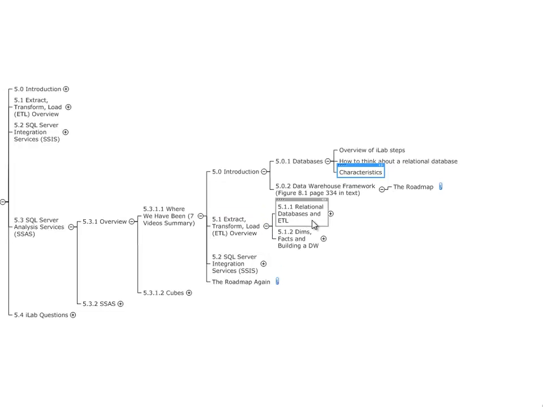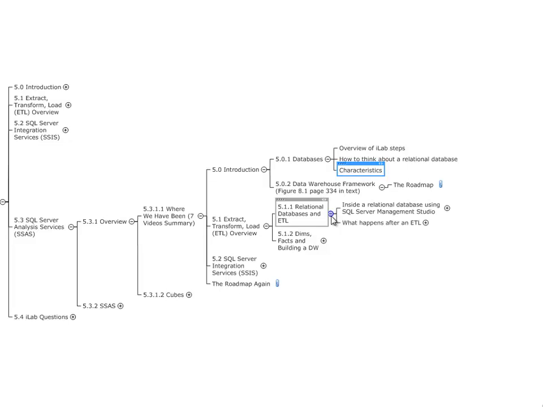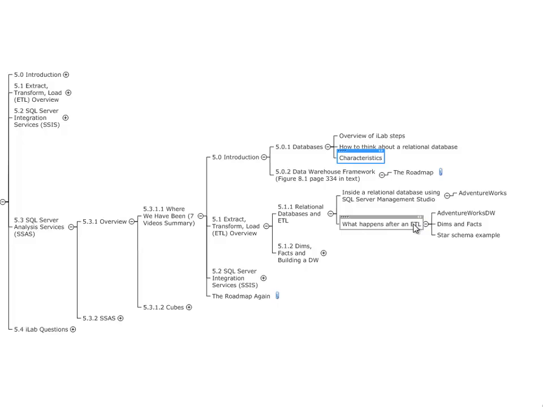We've dived down to a fairly detailed level, looking at the extraction, transform and load process. As we said earlier, we dived down and looked inside a relational database itself, AdventureWorks, and we used SQL Server Management Studio to do that. And we looked at what happens after you do an ETL. We looked at AdventureWorks DW, and we looked at the fact it was a collection of tables that started with the word dim and fact, and that they were related together in a star schema.